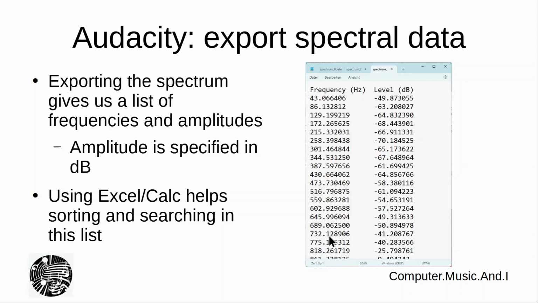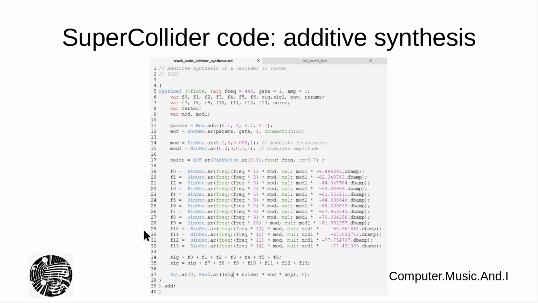You may sort according to the frequency, you may sort according to the level, and so on, and then you can search the list quite easily. So once you've got that, you can turn that into a synth, an additive synth, and here's the code for that. We basically have a number of variables which are denoting the frequencies, and as you can see, for each of the frequencies, the fundamental frequency and each of the partials, I'm just starting a sine oscillator, and I'm using the frequency and just multiplying it by 1 to 14.